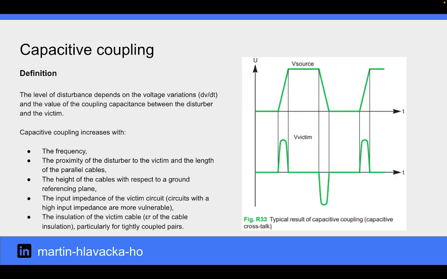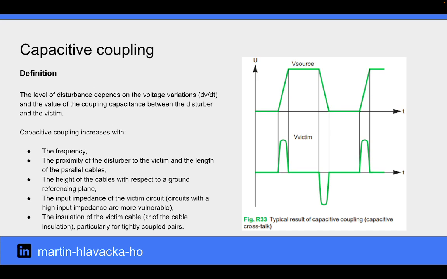Capacitive coupling. The level of disturbance depends on the voltage variations and the value of the coupling capacitance between the disturber and the victim. Capacitive coupling increases with the frequency, the proximity of the disturber to the victim and the length of the parallel cables, the height of the cables from a ground referencing plane, the input impedance of the victim circuit, and the insulation of the victim cable, particularly for tightly coupled pairs.